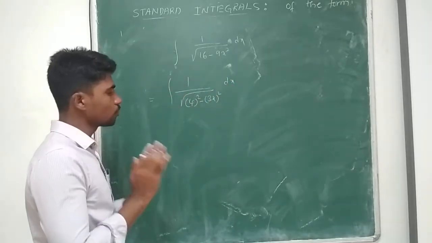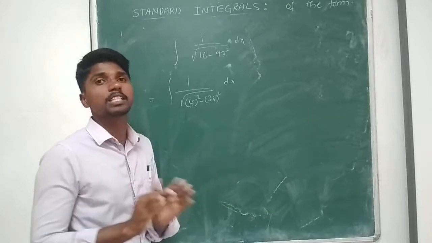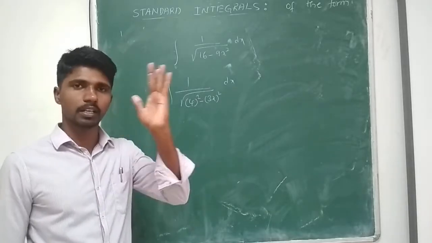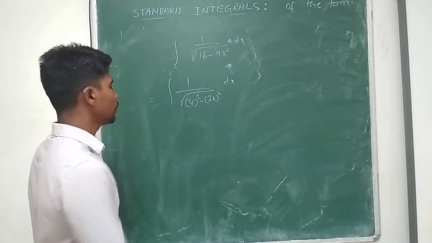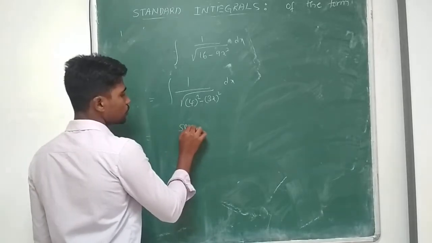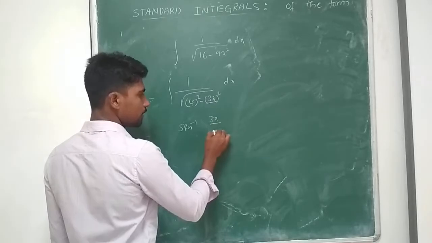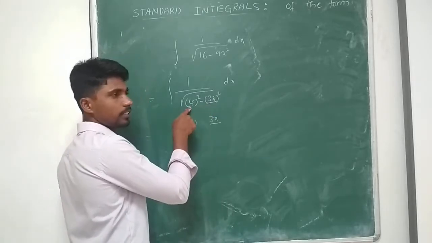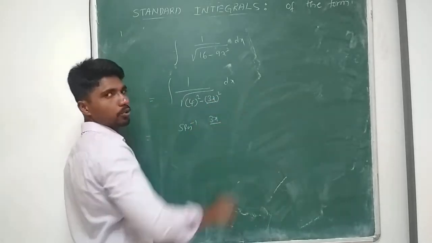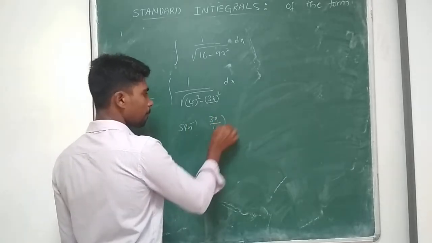So I am just assuming it in the form a square minus x square. In place of x, I have ax plus b. That should be clear. So if it is in the form ax plus b, our answer is sin inverse of x by a. If it is ax, we should not read this one as ax, so take it as px plus q. So sin inverse of px plus q by a.